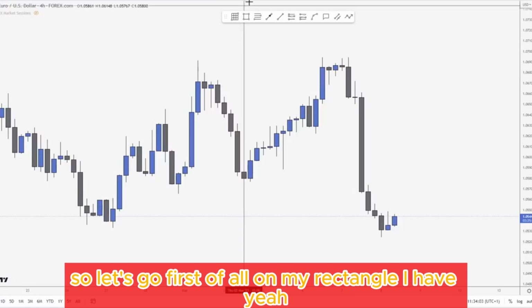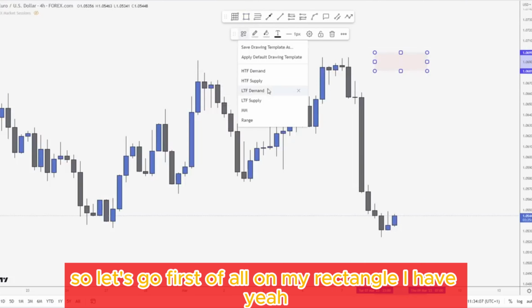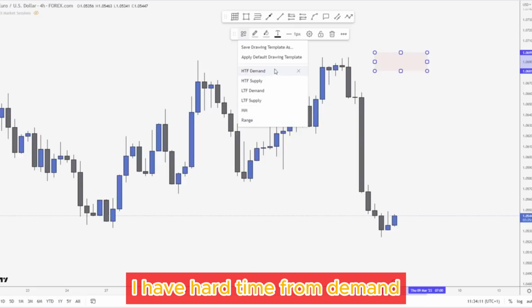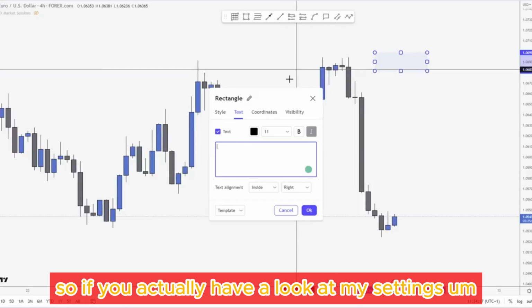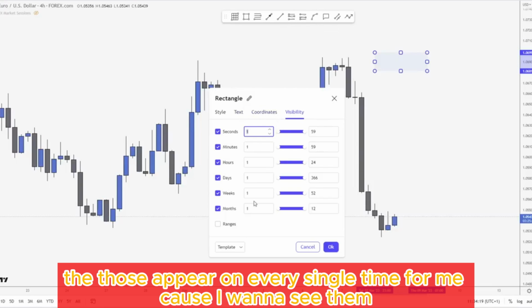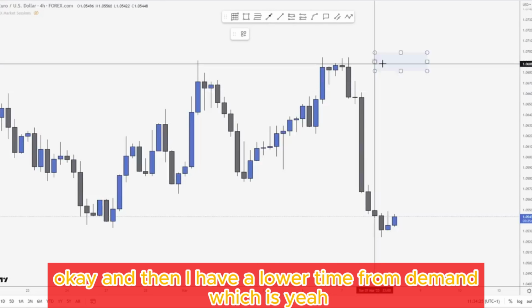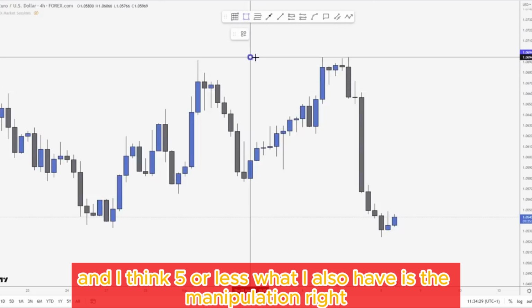So let's go. First of all, on my rectangle tool, I have around 4 to 6 different things. I have higher time frame demand, higher time frame supply, that is 4-hourly and 15 minutes. If you have a look at my settings, those appear on every single time frame because I want to see them. Then I have a lower time frame demand, which is only on the 1 minute, and I think 5 or less.